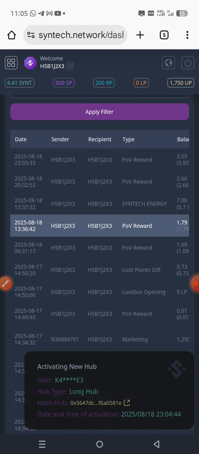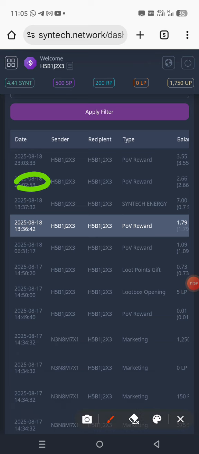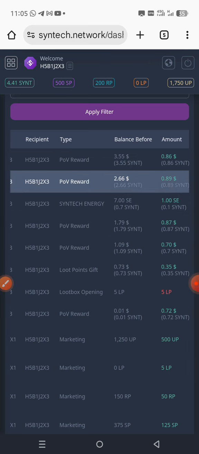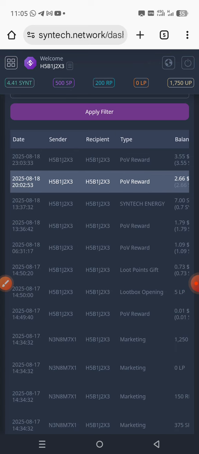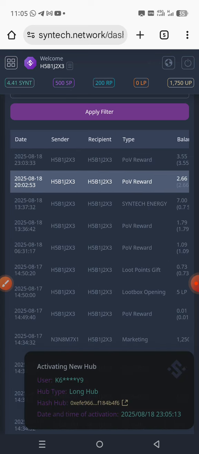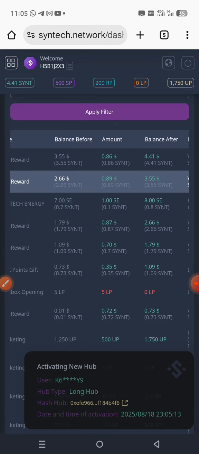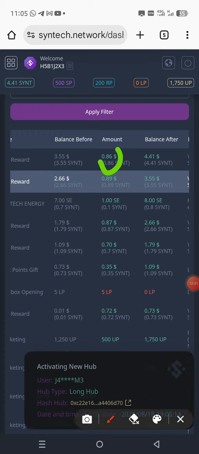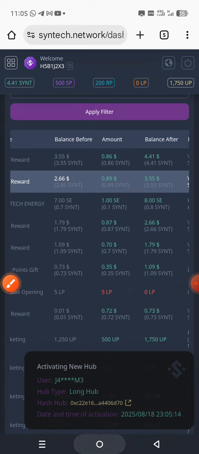Now, again around 8:02 p.m., I got the opportunity again and I took it. I got 0.89. Then right now, the one I just did, you can see it here. This is the reward: 0.86.